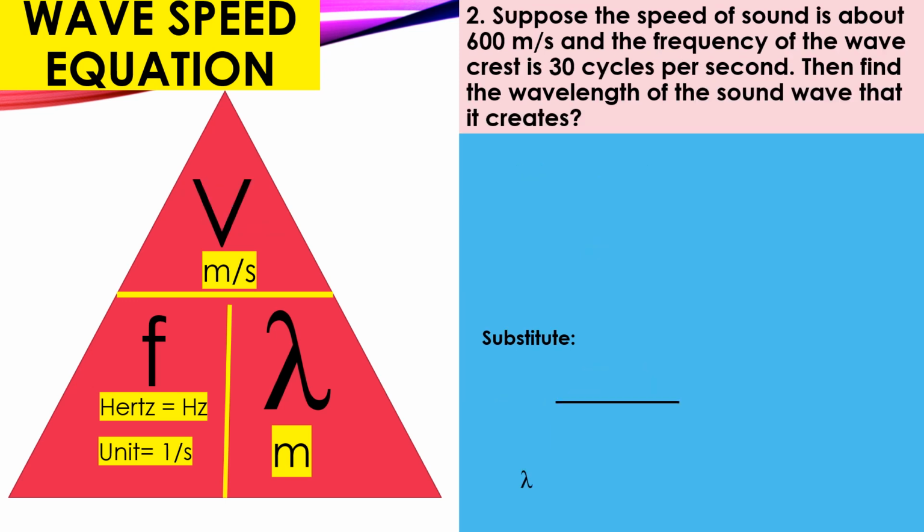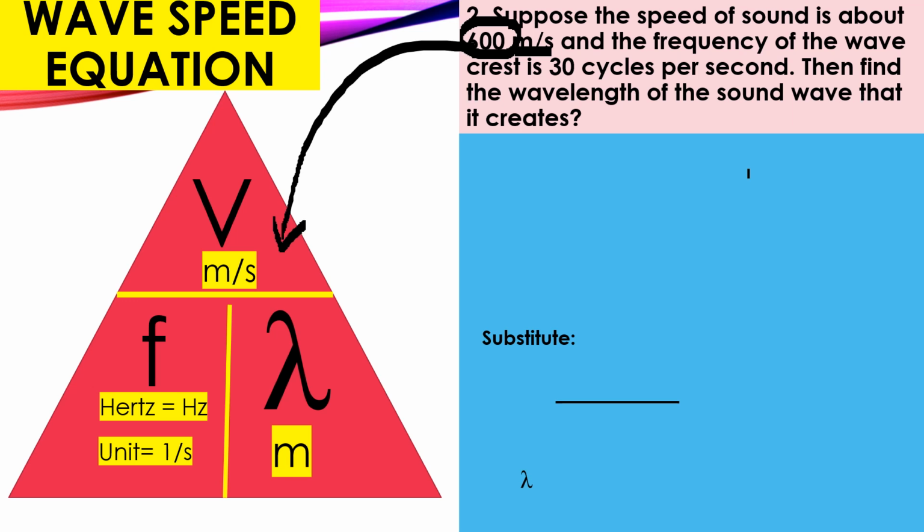Okay, next. Let's have number 2. Suppose the speed of the sound is about 600 meter per second. So, ito naman si meter per second. So, ibig sabihin, ang speed niya, this one, si 600 meter per second, ay ito. So, nandyan na siya. Okay?